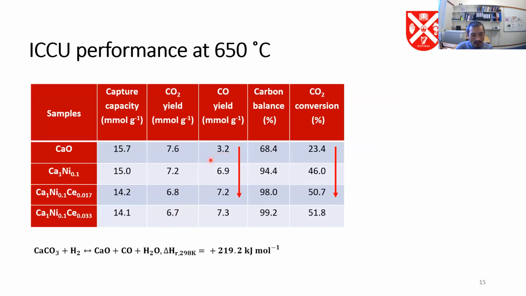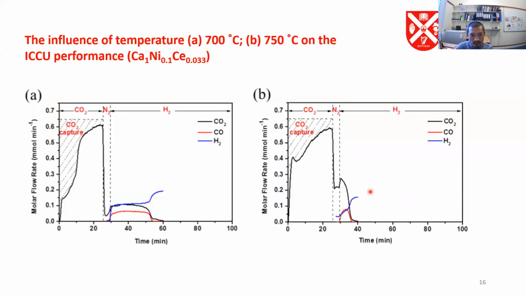So from the result, we can see that when nickel is introduced, the CO production significantly increased. And when cerium is introduced as a promoter, it increased further, but very slightly. And I think then we investigate the influence of temperature at 700 and 750.